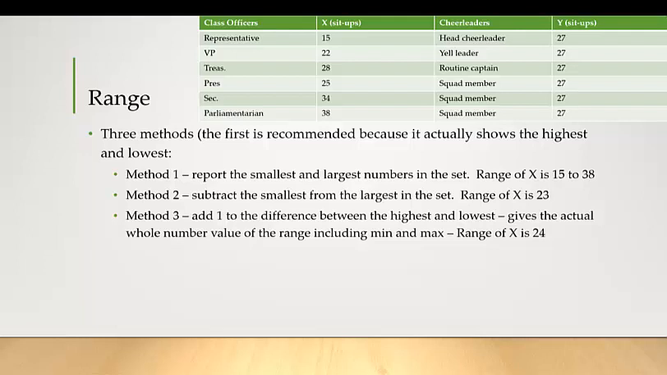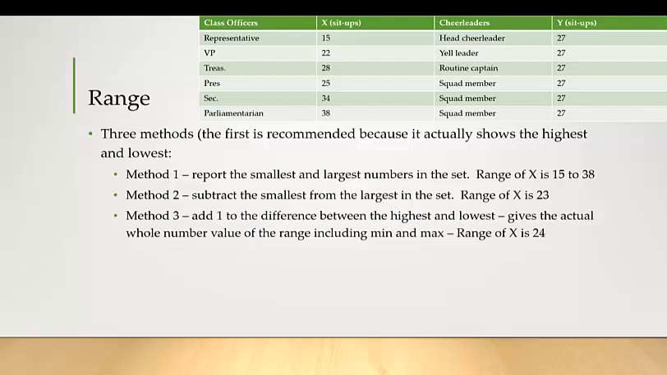So the class officers. Our range according to method 1 would be the range of X is 15 to 38, meaning we had the small number of 15, a large number of 38. Our range for the cheerleaders would simply be 27. Okay? Method 2, we would subtract the smallest from the largest.